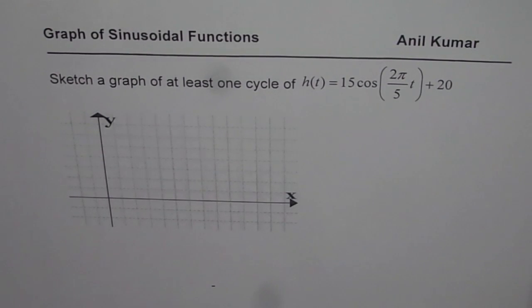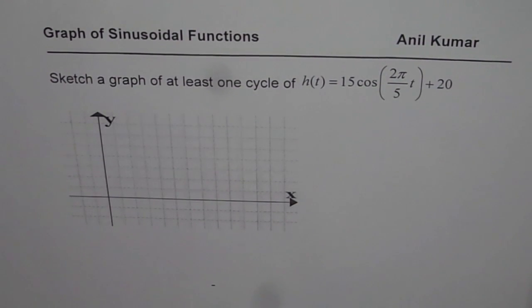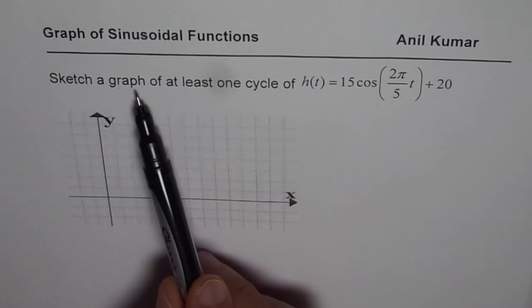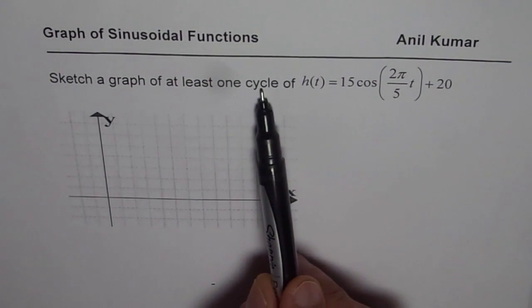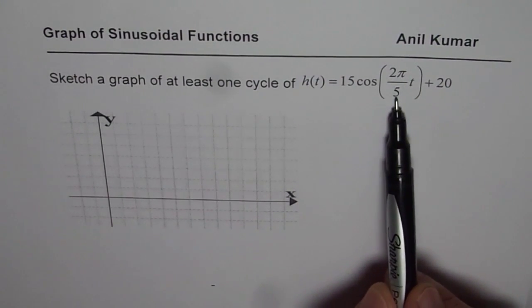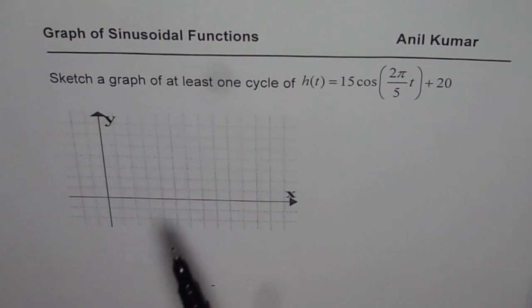I'm Anil Kumar, and in this video, I will discuss with you the best and the easiest way of sketching cosine functions or sinusoidal functions where there is no phase shift. So in this particular example, we will sketch a graph of at least one cycle of h of t equals 15 cos(2π/5 t) plus 20.